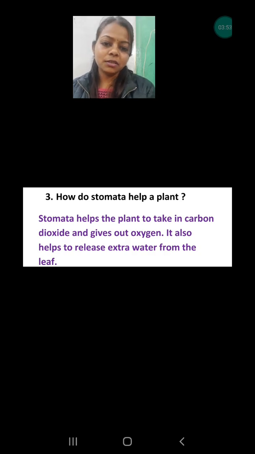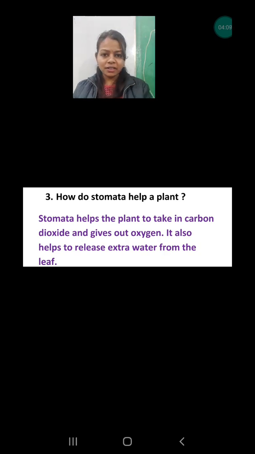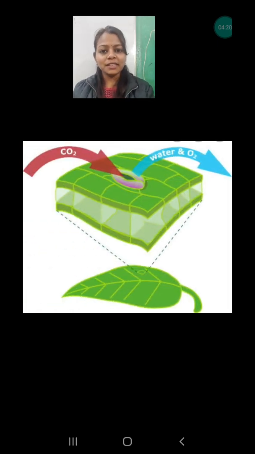Let's read the answer. Stomata help the plant to take in carbon dioxide and give out oxygen, and that oxygen only we are taking. It also helps to release extra water from the leaf, because if an extra amount of water is there in the plant, it will harm the plant. That's why after photosynthesis, if there is no need for the water in excess amount, then the plant always releases it out. How? From the stomata in the form of water vapor.